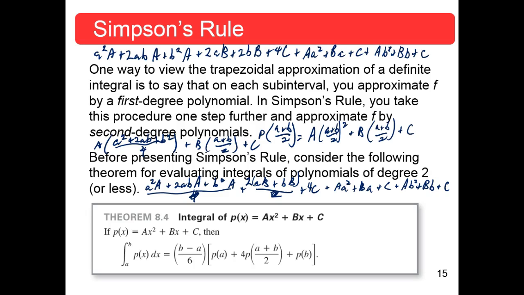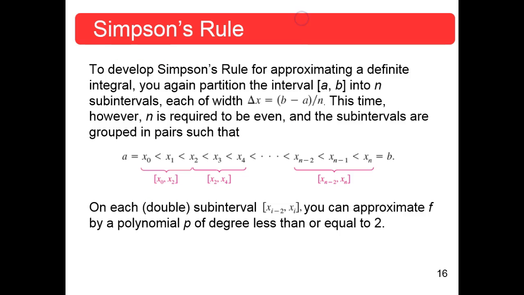Let's look at C's first. 4C plus C plus C, that's going to be 6C. That's the last term. Let's look at our, here's a little a squared capital A, and there's a little a squared capital A. So that gives you 2 of those, 2 little a squared capital A.